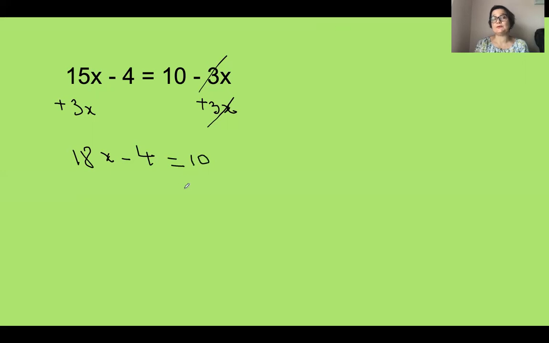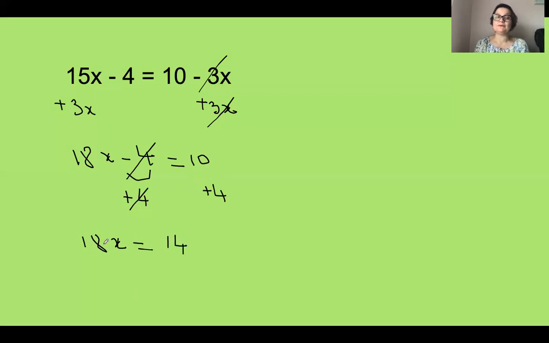Now, as I said, we want to have all the numbers on the right-hand side. You have a number here on the left-hand side, minus 4, that we want to get rid of. How do we get rid of minus 4? By applying the opposite operation. So plus 4 on both sides. Remember, on both sides of the equation. So minus 4 plus 4 is 0. Then you have 18x equals 10 plus 4, which is 14, right?